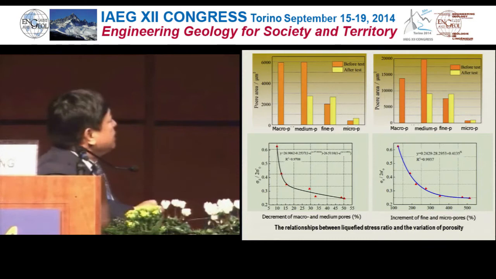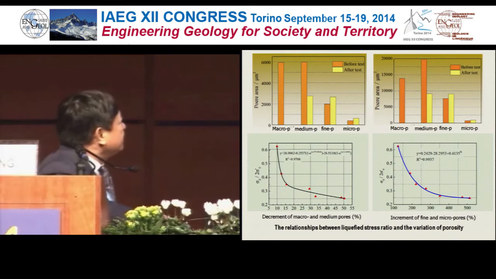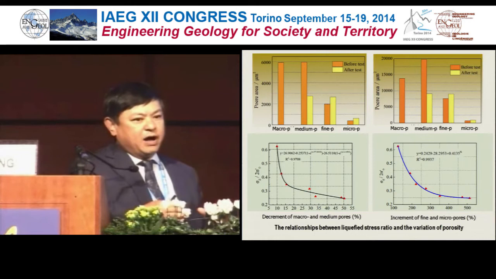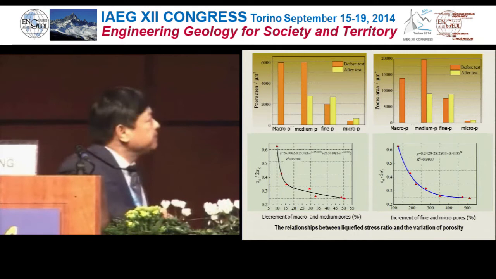It decreases very sharply with the decrease of big pores. That means because of the collapse of big pores, the permeability of the loess soil decreases very much, and that results in liquefaction of the loess. But this is only one case.